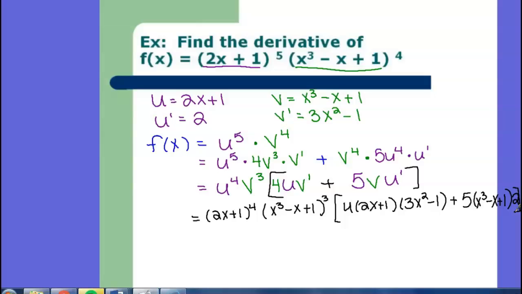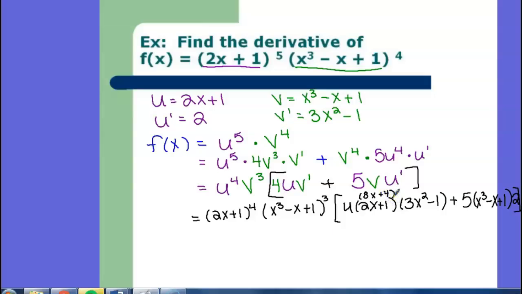So I FOIL this. You're not going to do anything with these. You're just going to simplify the bracket. But what I would do is I would distribute that 4 into one of the parentheses. So I would rewrite this as 8x plus 4 and then FOIL.